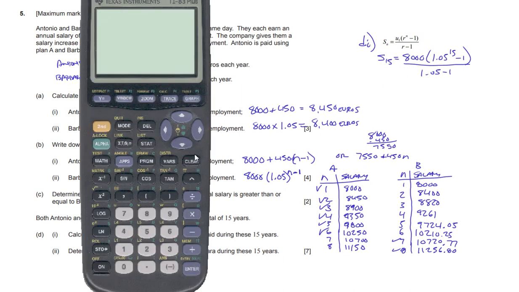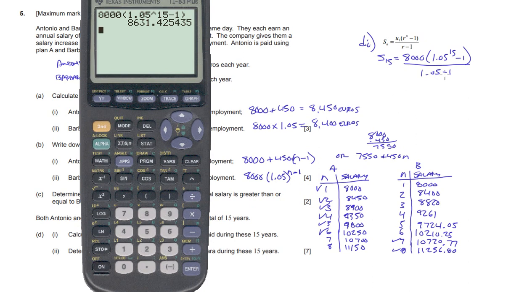Okay, so we're going to do 8,000 parentheses 1.05 to the 15th, and then minus 1. We should be okay on that. Okay, so we close that. That's going to give us this: 8631. And then we've got to divide it by 1.05 minus 1.